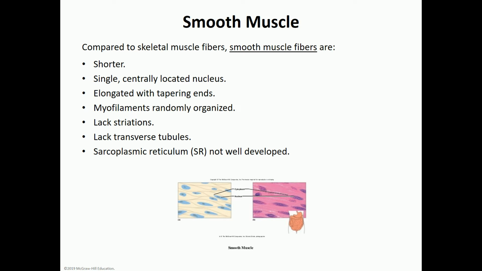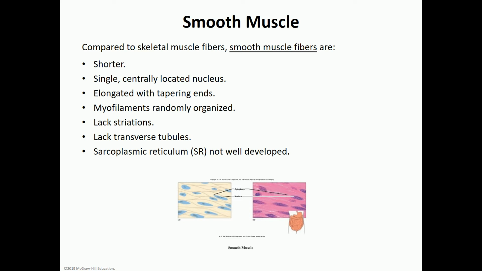So smooth muscles, when we compare them to skeletal muscles, are much shorter. You can see here that the cells are more elongated than your skeletal muscles are. They're kind of tapered at the end. The myofilaments are very randomly organized, so the actin and myosin are not really in that perfect parallel position as we've seen in skeletal muscles.